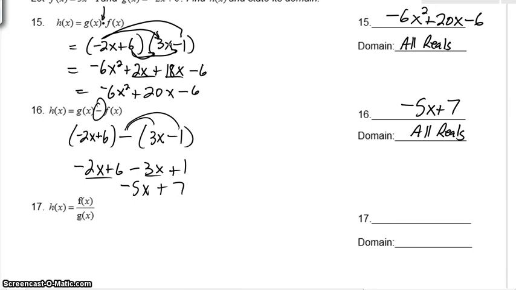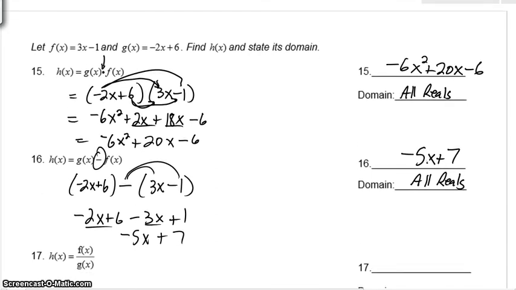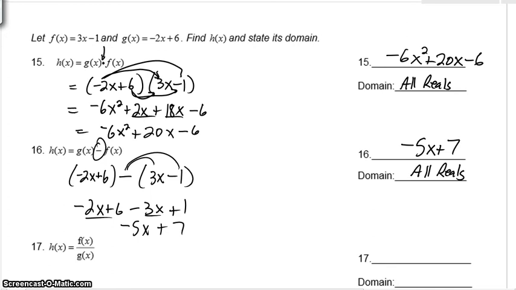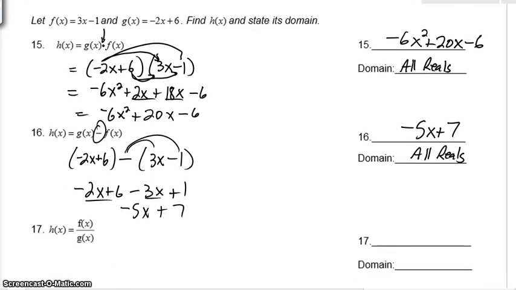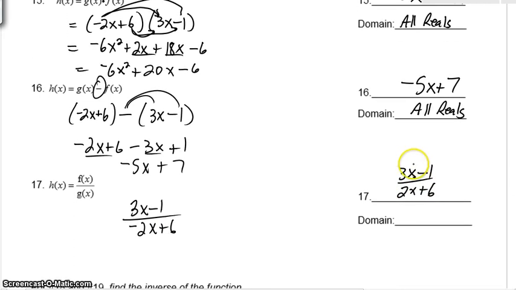For number 17, however, this is very different. We're going to say that our top, f of x, is 3x minus 1. The denominator is negative 2x plus 6. So plain and simply, we have 3x minus 1 over negative 2x plus 6. There's really no simplifying that can be done. Can't cross out x's by the order of operations. You just have this for a final answer.